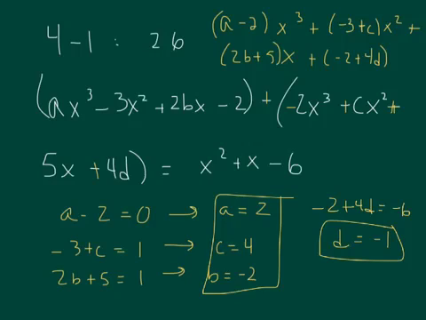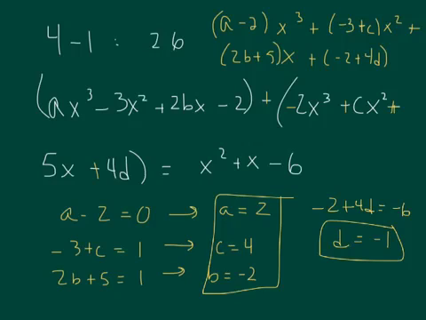Then I go to the next one. I see this linear term. See the 2b plus 5? Well, that equals whatever coefficient is here, which happens to be 1 again. So 2b plus 5 is 1 also. Then I go to the last part. This is the constant, right? There's no x here. It's the constant at the end. Negative 2 plus 4d equals whatever this constant is. So negative 2 plus 4d equals negative 6. That's where this equation comes in here.